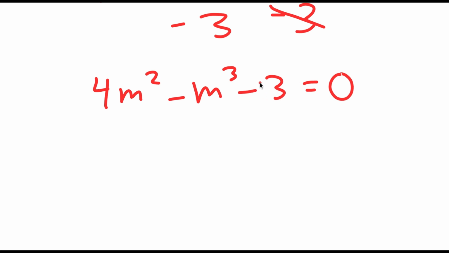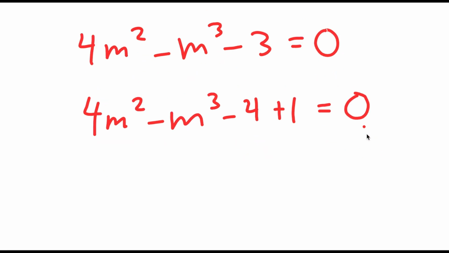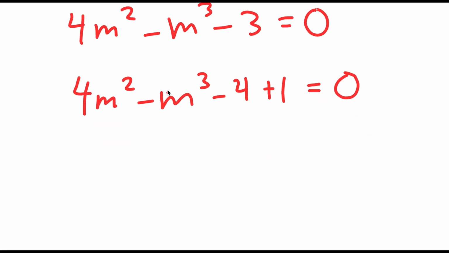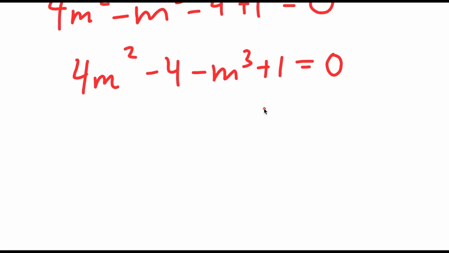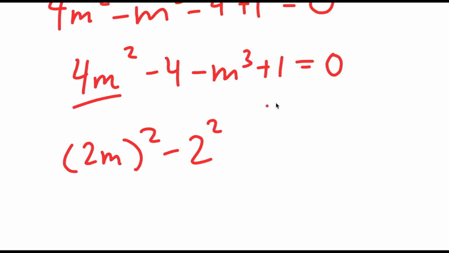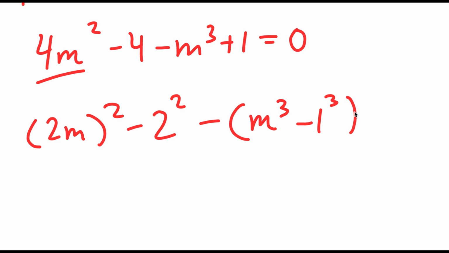Now I'm going to rewrite negative 3 here as negative 4 plus 1. And now from here, I'm going to reorder this so that I have 4m squared minus 4 minus m to the power of 3 plus 1 is equal to 0. And from here, I can rewrite 4m squared as 2m whole squared. And I'm going to rewrite 4 here as 2 squared. And then m to the power of 3 plus 1, I'm going to group this and rewrite this as negative m to the power of 3 minus 1 cubed. 1 is the same thing as 1 cubed, so that doesn't make a difference.